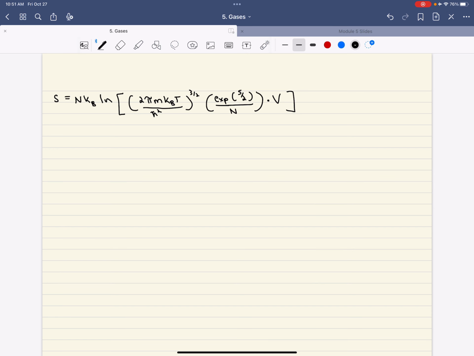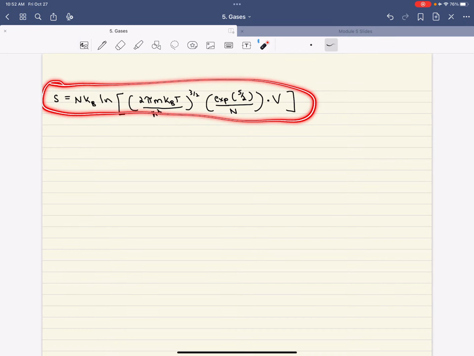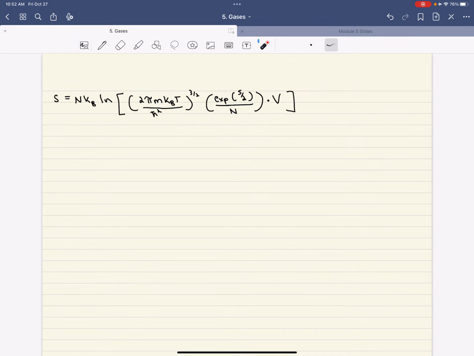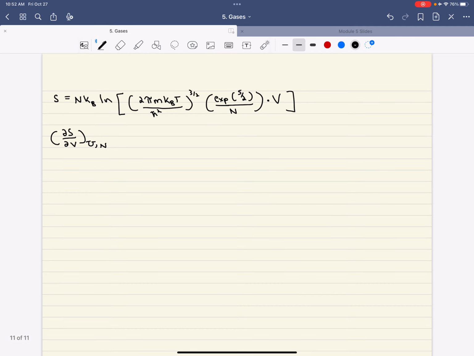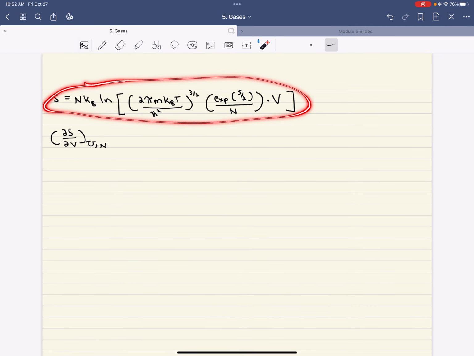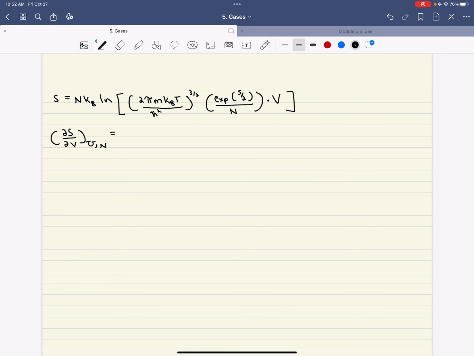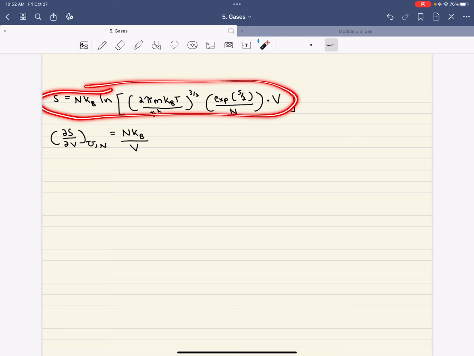And what we're going to do now is apply some of the properties we know that hold for entropy. So for example, we know that the partial derivative of entropy, actually not molar, of entropy with respect to volume at constant internal energy and n, if we go out and perform this derivative, we get the following relationship: nkB over V. Right? That's just what we get when we perform the partial derivative.